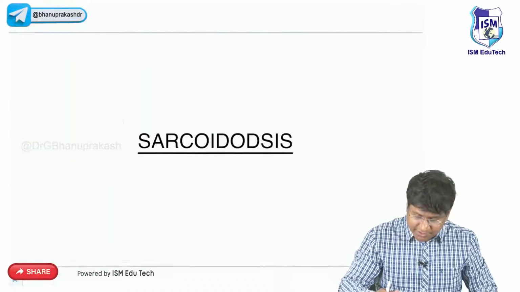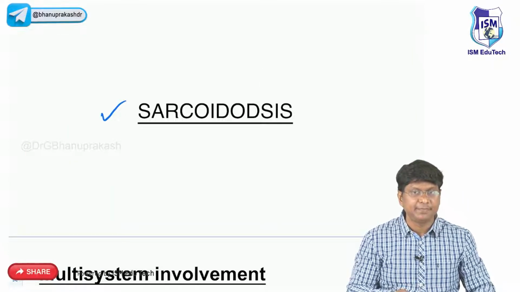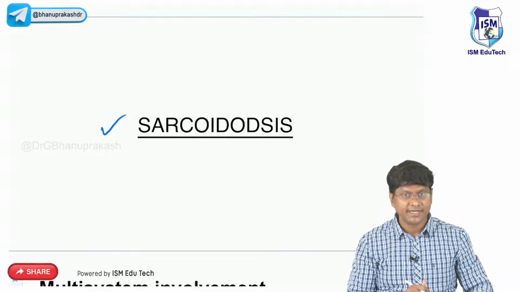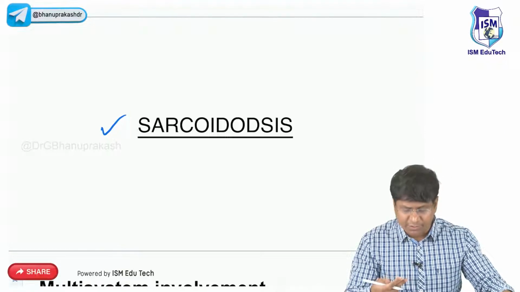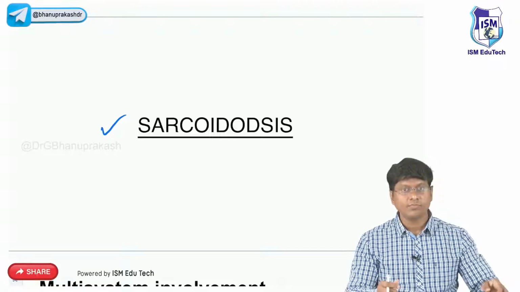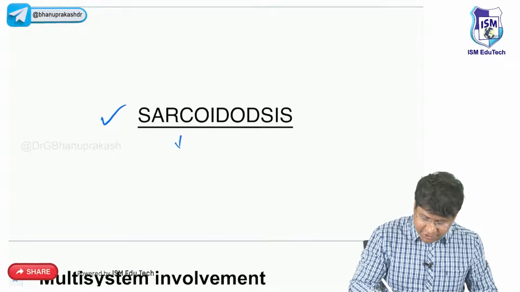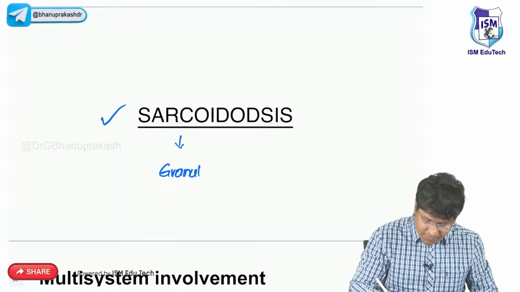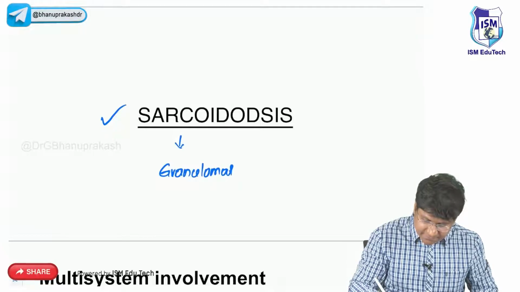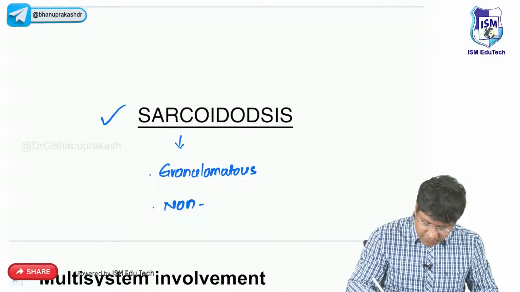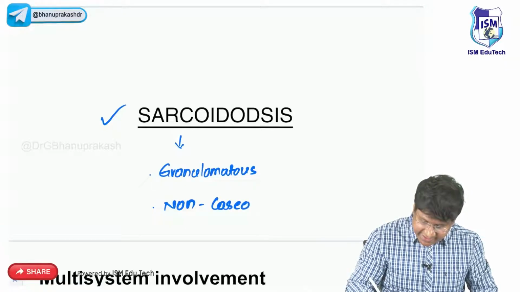Now, another important disorder that we need to quickly recap is sarcoidosis, right? It is about sarcoidosis. Now, can anyone tell me what is the type of inflammation that you will have in case of sarcoidosis? Okay, so the type of inflammation will be granulomatous inflammation, and the type of granuloma will be non-caseating granuloma.